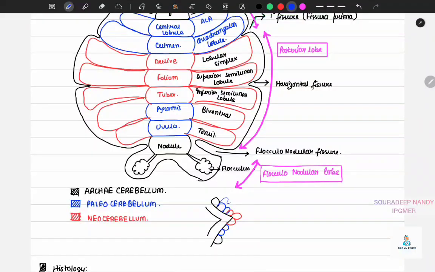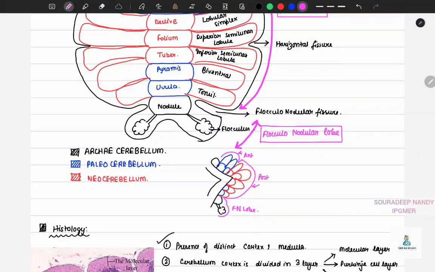Next let us draw the cerebellar hemisphere. Here is the ala, here is the quadrangular lobule, then the lobular simplex, superior semilunar lobule, inferior semilunar lobule, biventral and tonsil, and here is the flocculus. This is the anterior lobe, this whole is the posterior lobe, and this is the flocculonodular lobe. So this is the summary of the morphology of the cerebellum.